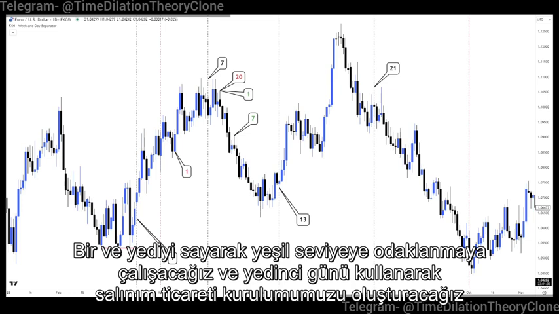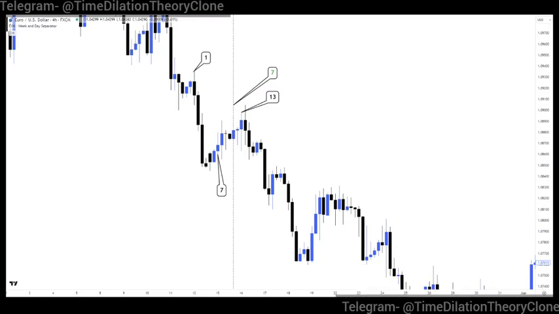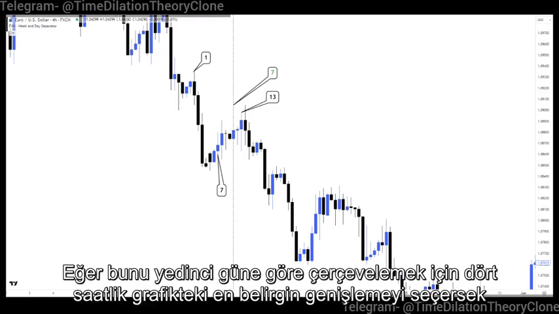Now I want your focus to be on the green counting, 1 and 7. We will create our swing trading setup using the 7th day. We get the 7th as a retracement and the 13th as a reversal timing on the 4-hour chart. We pick the most obvious expansion on the 4-hour chart to align this with the 7th day to frame the swing trade entry.